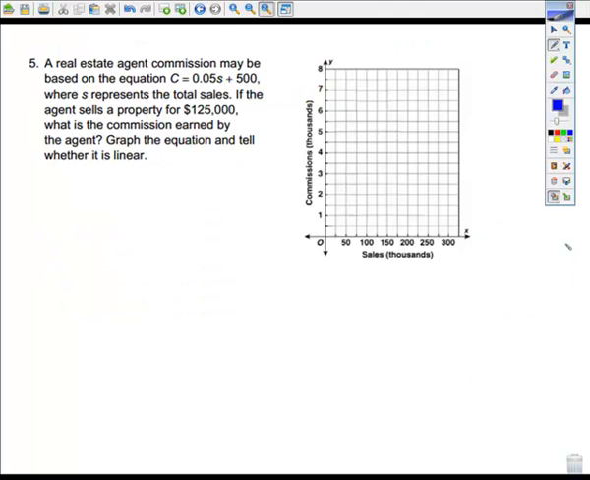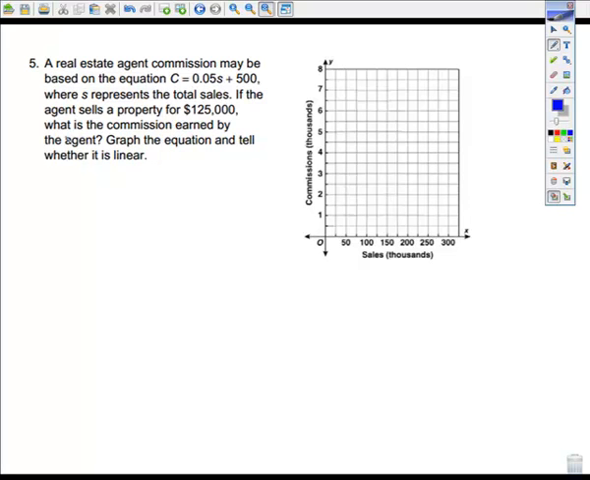All right, last one. We have a real estate agent. Their commission may be based on this equation, C equals 0.05S plus 500. So 5/100ths of the dollar amount of sales is what they get, plus an additional $500. And commission is money that real estate agents make. It's like their extra pay that they get. Car salesmen also get that. Salespeople in the store, they sometimes work on commission.